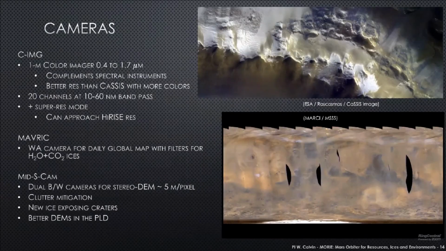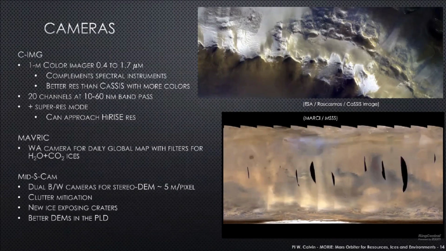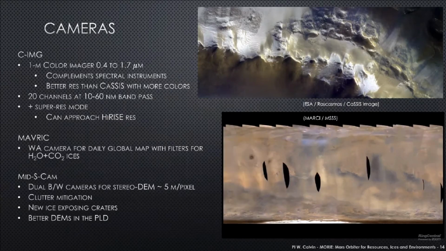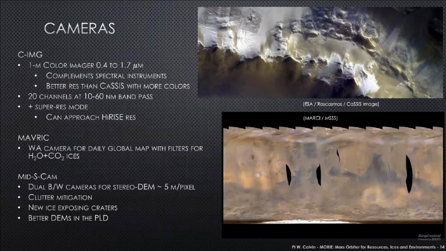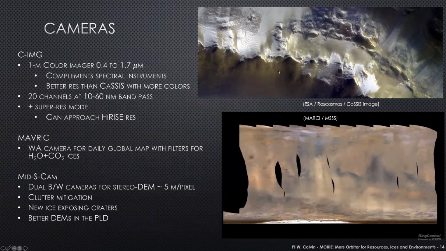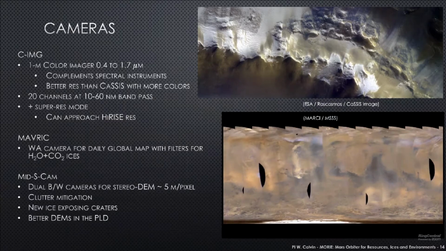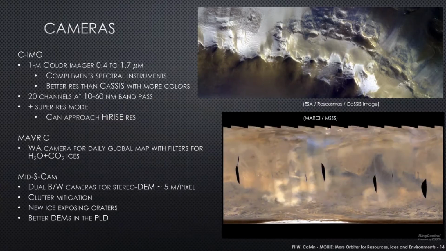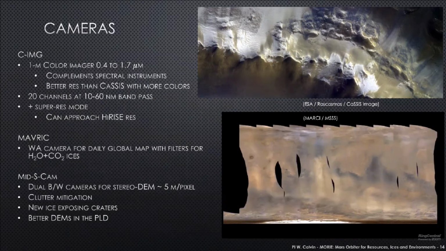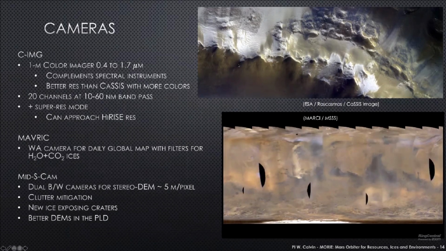For the cameras, we have a color imager, which is a 1 meter color imager from 0.4 to 1.7. This actually complements the spectral instruments. The image on the upper right is a CaSSIS image of an icy crater. We're actually going to do better than CaSSIS, and we're going to have more colors. So we are baselining 20 channels in this wavelength range at 10 to 60 nanometer band passes that can also discriminate water and CO2 ices. There is an opportunity with time delay integration to do resolution.